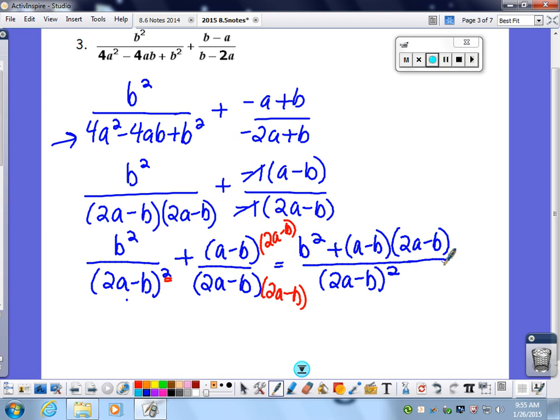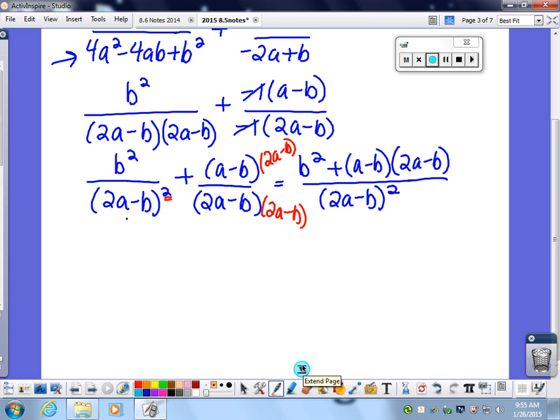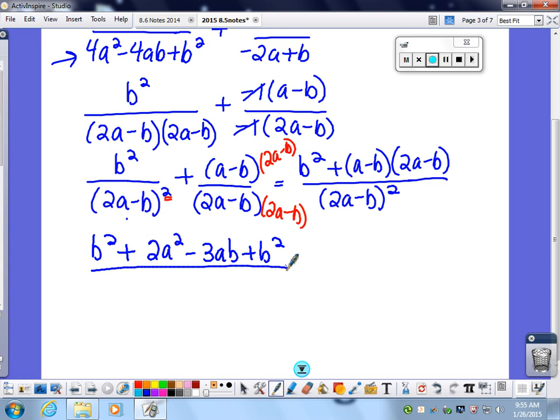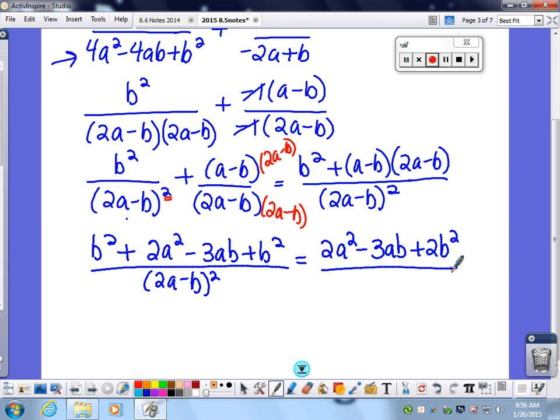All right, cleanup time. Now it's just algebra. Let's FOIL that expression. So we got b squared plus, let's see, we're going to get 2a squared minus 3ab plus b squared all over 2a minus b squared. All right, combine like terms. We're going to get 2a squared minus 3ab plus 2b squared over 2a minus b squared.